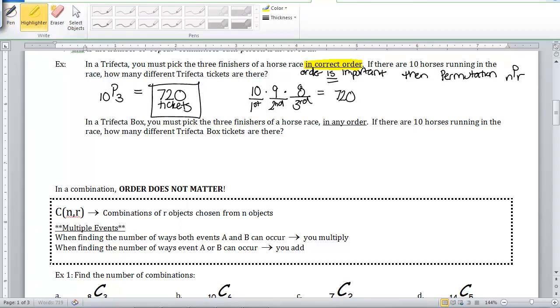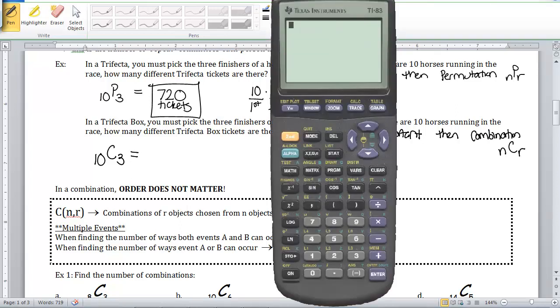Now, in a trifecta box, you can pick the 3 finishers in any order. What that means is order is not important. Whenever order is not important, you're going to do a combination. And so if I have 10 horses and I'm doing a combination of 3, we can calculate that on our calculator pretty much the same way.